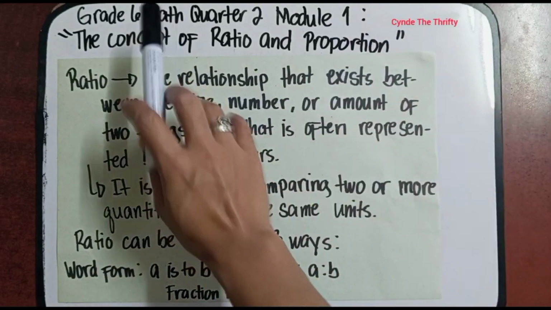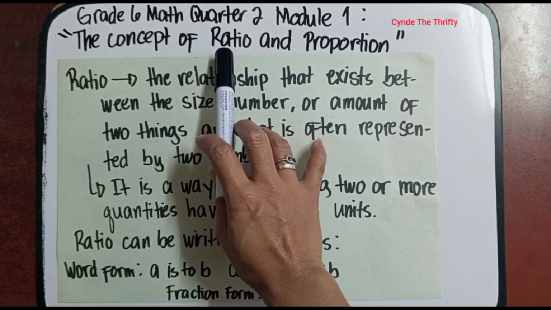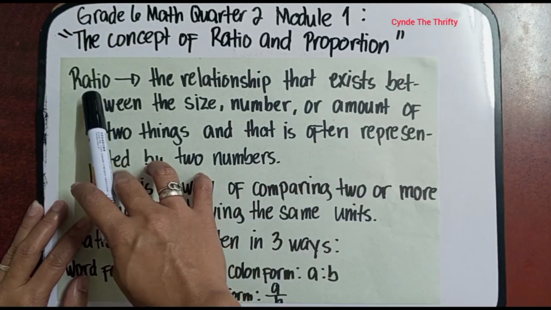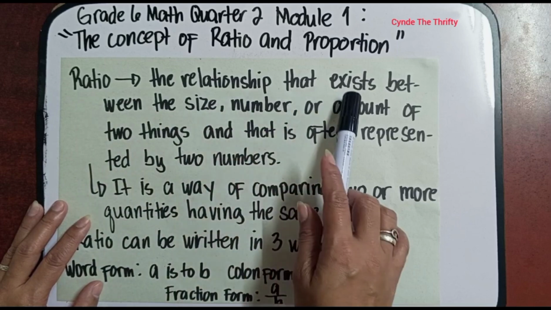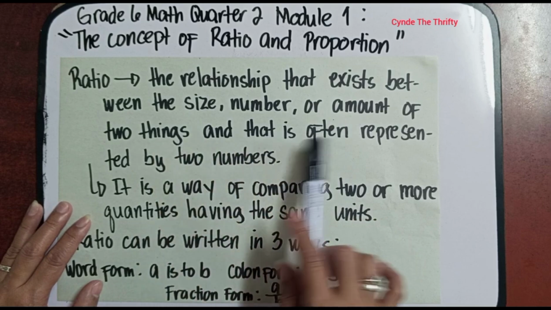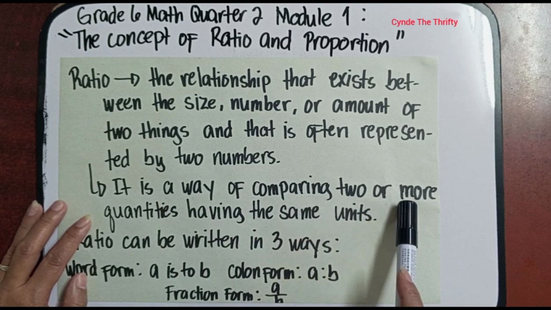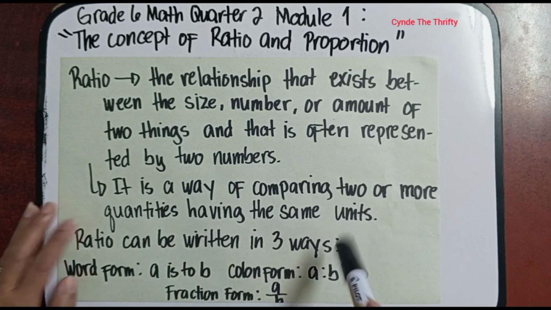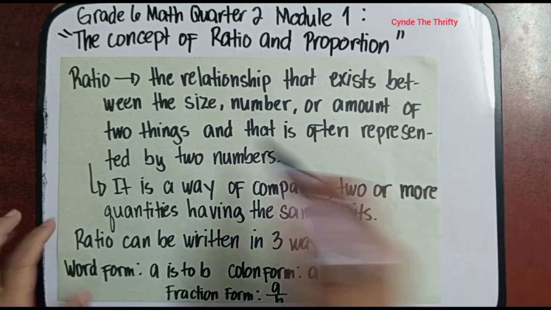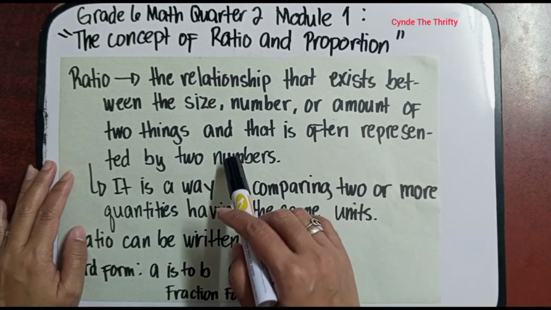That is grade 6 math, quarter 2, module 1. Ayan, nasa quarter 2 na tayo. That is the concept of ratio and proportion. First, i-define muna natin kung ano yung ratio. So, ratio, the relationship that exists between the size, number, or amounts of two things, and that is often represented by two numbers. It is a way of comparing two or more quantities having the same units. So, ito yung pag-compare natin sa mga quantities na merong magkaparehong units. Iko-compare natin sila sa kanilang size, sa kanilang numbers, sa kanilang amount, gamit ang pag-represent ng dalawang number.